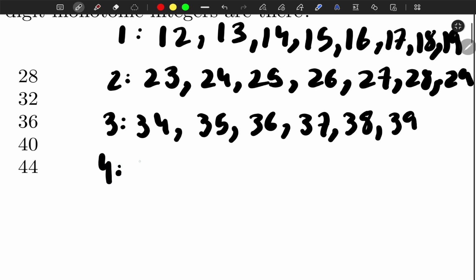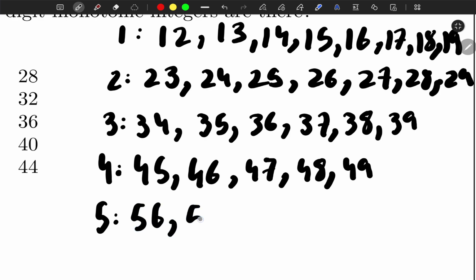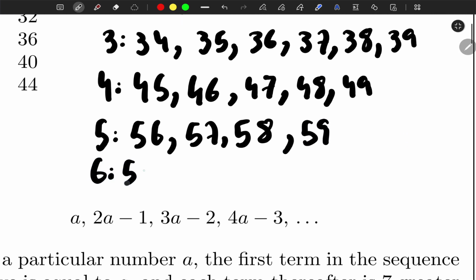With 4, we can't start with 44. We'll start with 45, 46, 47, 48, 49, and yep, that's it. Now for starting with 5, we can't have 55. We'll have 56, 57, 58, 59. For 6, we'll have 67, 68, 69. That's pretty much it.